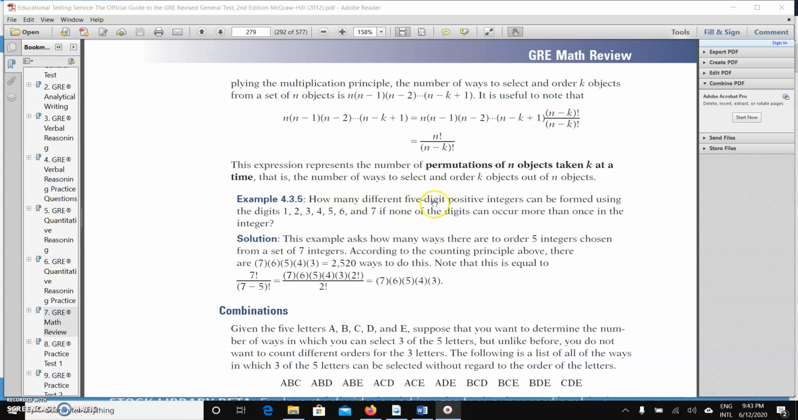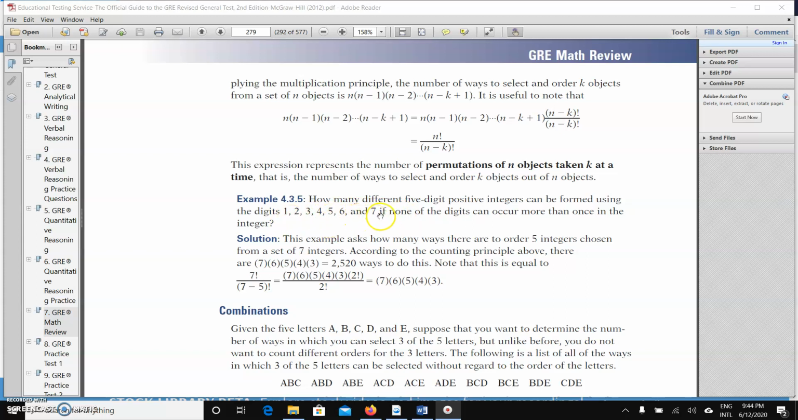How many different 5-digit positive integers can be formed using the digits 1, 2, 3, 4, 5, 6, 7? Now you see that we're talking about how many 5-digit numbers can be formed from these 7 digits. So this is 1 to 7. So that means in this arrangement, your n will be what?